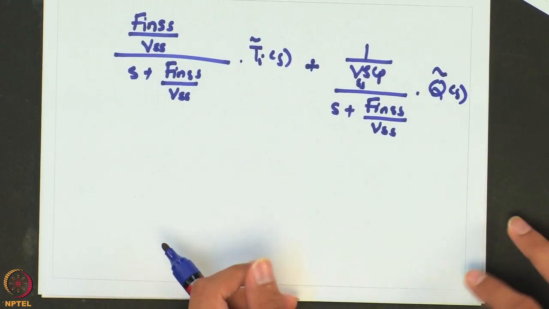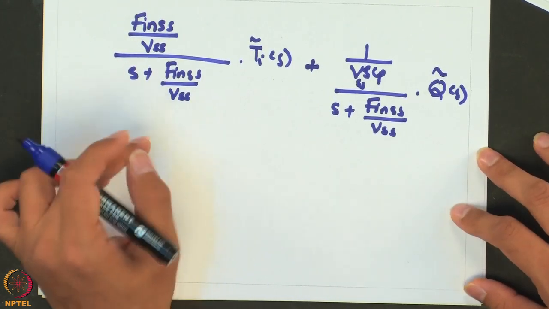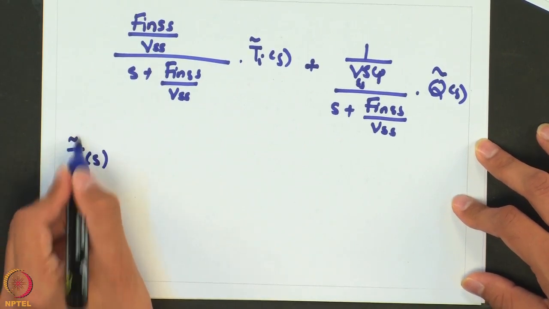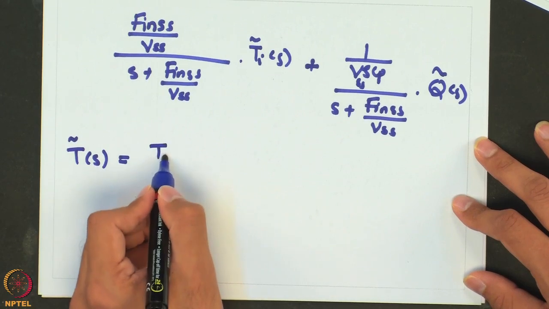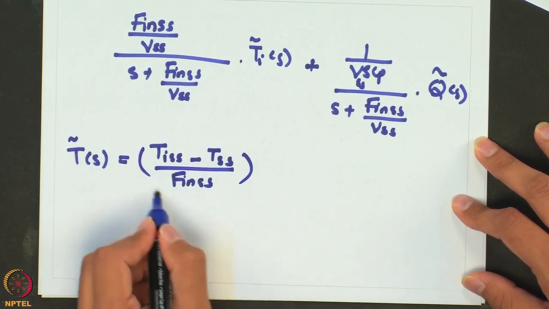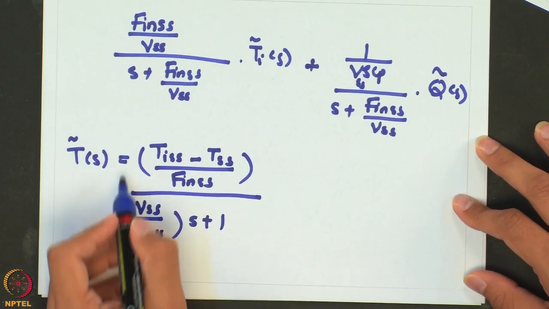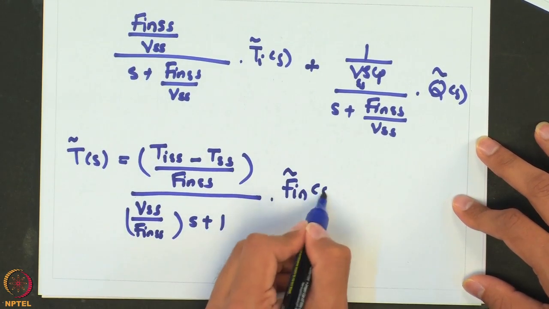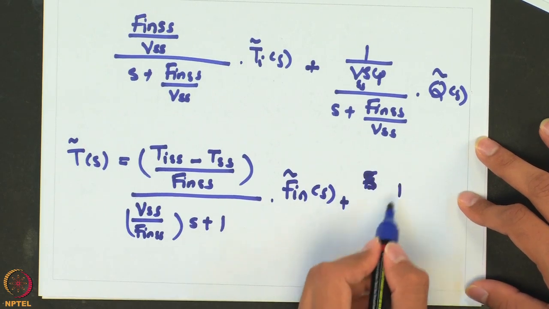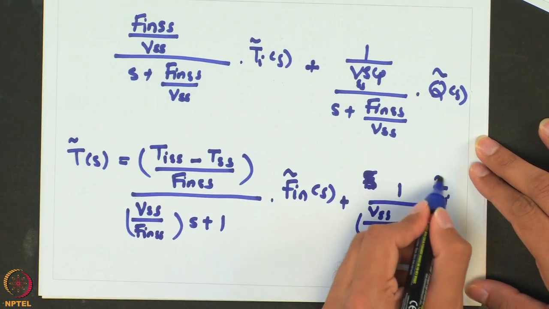And then lastly, we want to compare it with the transfer function, which is of the form K_p over tau s plus 1. So we have to make this term as 1. We will multiply everywhere by V_ss over F_in,ss, and what we end up getting as the final form is (T_i,ss minus T_ss) over F_in,ss, over (V_ss over F_in,ss) s plus 1. This multiplies F_in. Plus 1 over (V_ss over F_in,ss) s plus 1 times T_i(s).